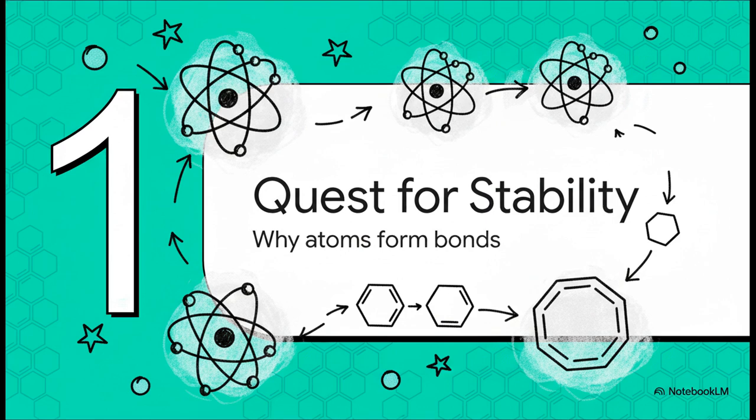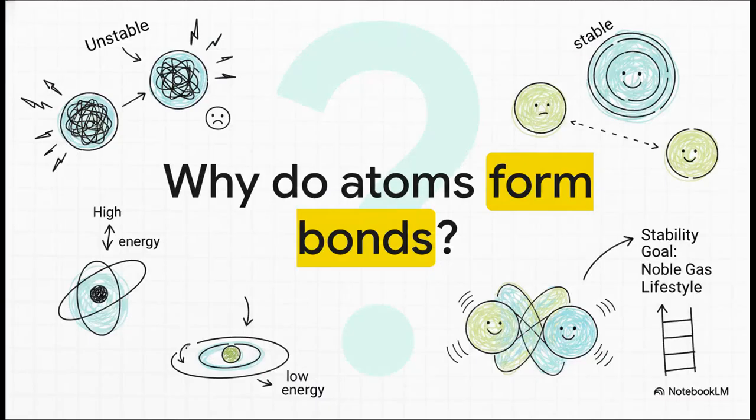Section 1. The quest for stability. So what's the core mystery here? Why do atoms actually form bonds in the first place? Well, to really get chemistry, you have to understand an atom's primary motivation. The truth is, most atoms in their natural state are just inherently unstable. They've got this high energy, and in the universe of physics and chemistry, high energy means volatility. It's completely chaotic. Atoms are constantly, desperately seeking a way to lower that energy.